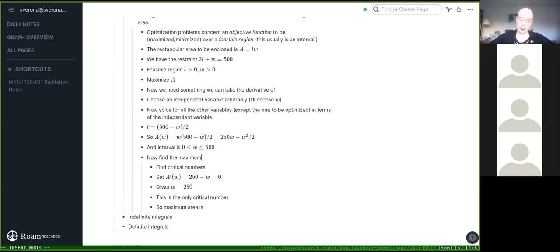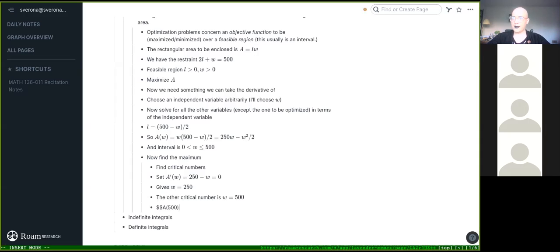So, okay, and I guess if I wanted to be picky, I could also throw in W equals 0. That's not going to affect the problem. So those are my two critical numbers. I could do the first derivative test or second derivative test to find out which one is the maximum, but I know one of these has to be the maximum.